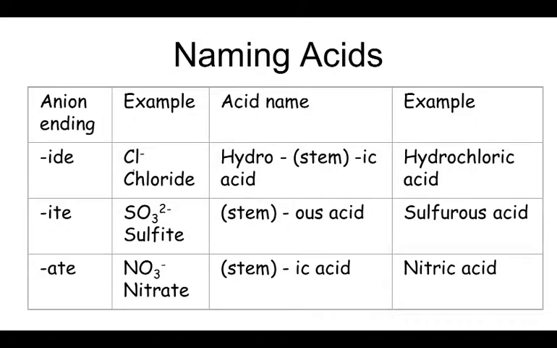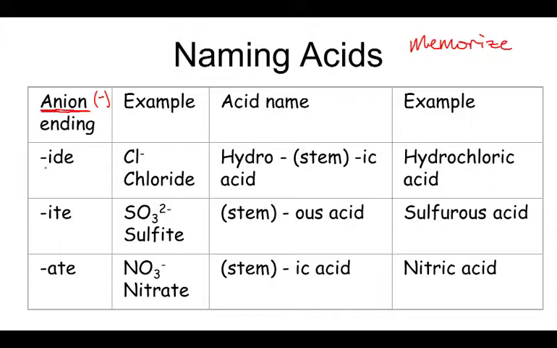So here's a table that you need to be able to use, and I want you to memorize this. Okay? Now, it's not really as complicated as it looks. Let's walk through it. When you're naming acids, you need to look at the anion. Remember, this is the negatively charged ion of the two. So you're going to look at the anion, and then you have to figure out what the anion's name was.